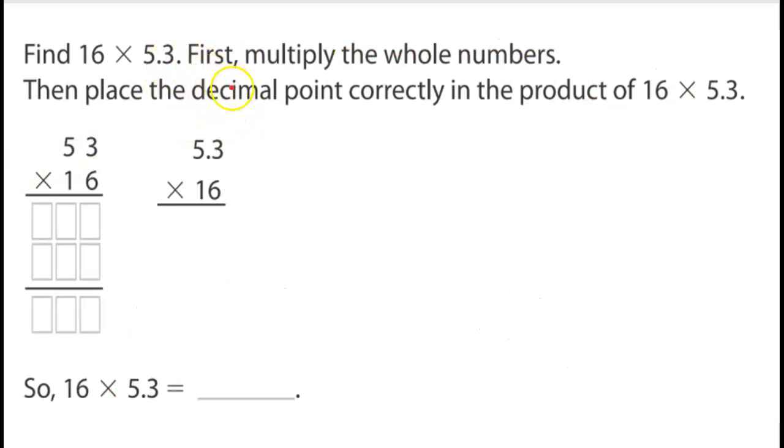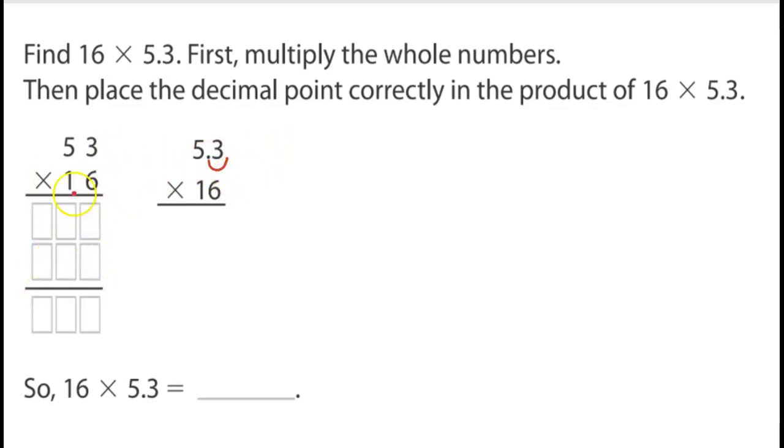So this one has us apply it. Find 16 times 5.3, and it tells us first to multiply the whole numbers. Then place the decimal point correctly in the product of 16 times 53. If you look at what they did, they changed 5.3 to 53. They moved that decimal place. How many places did they move it? They moved it 1 place to the right to give me a whole number.